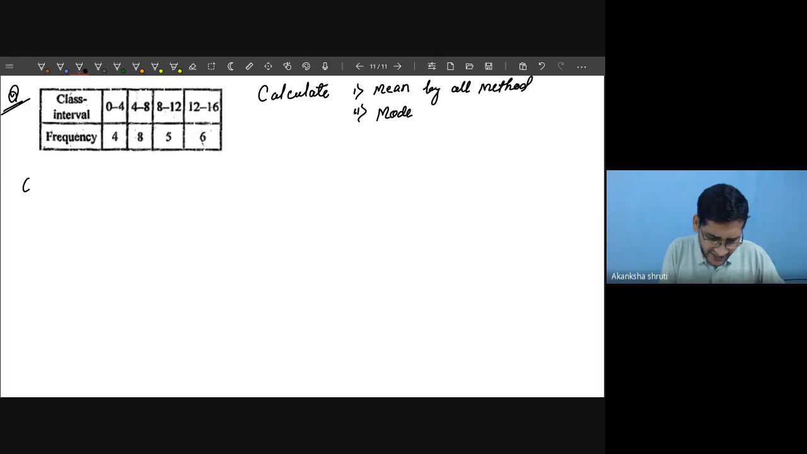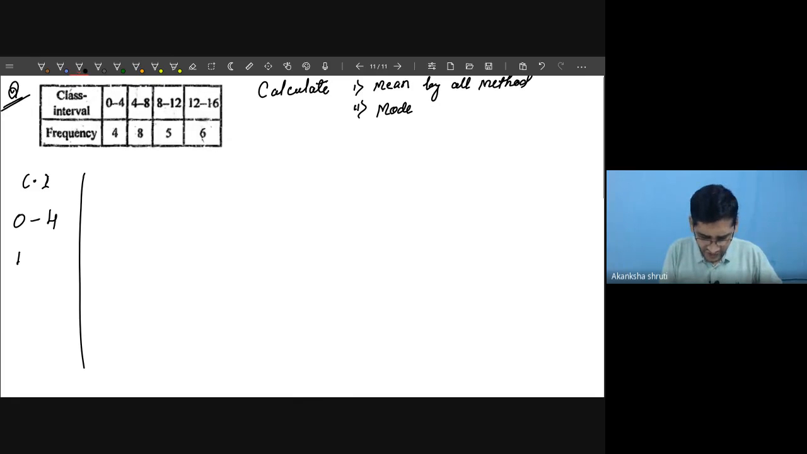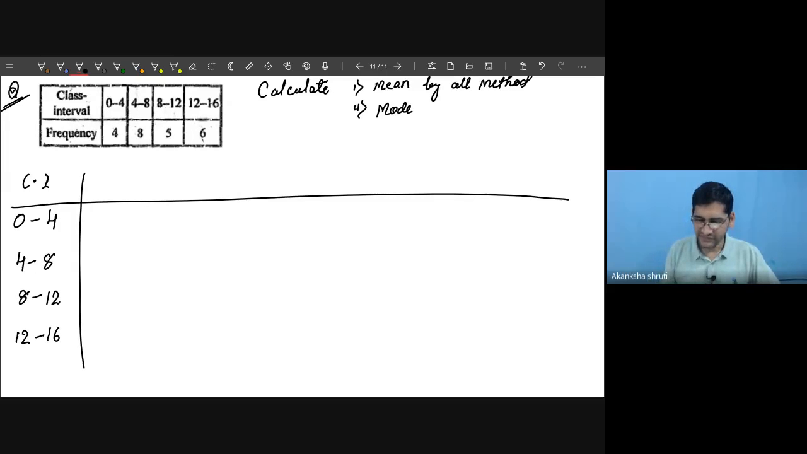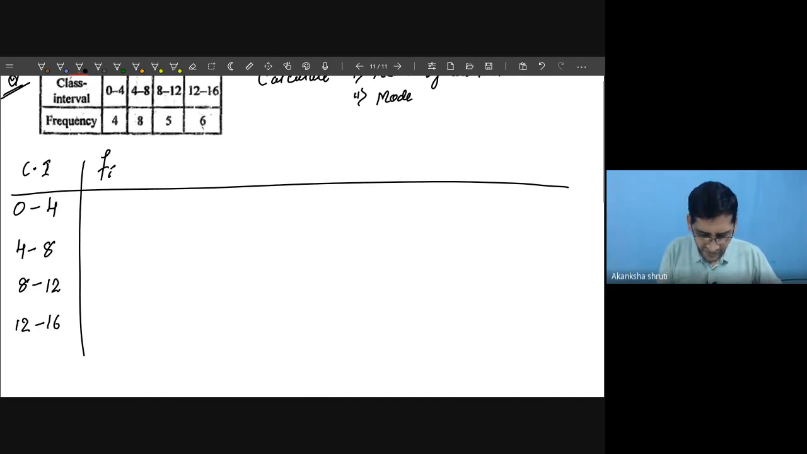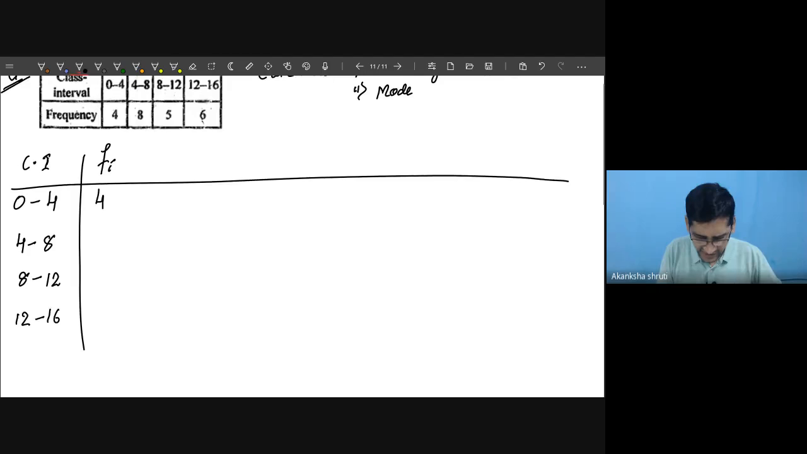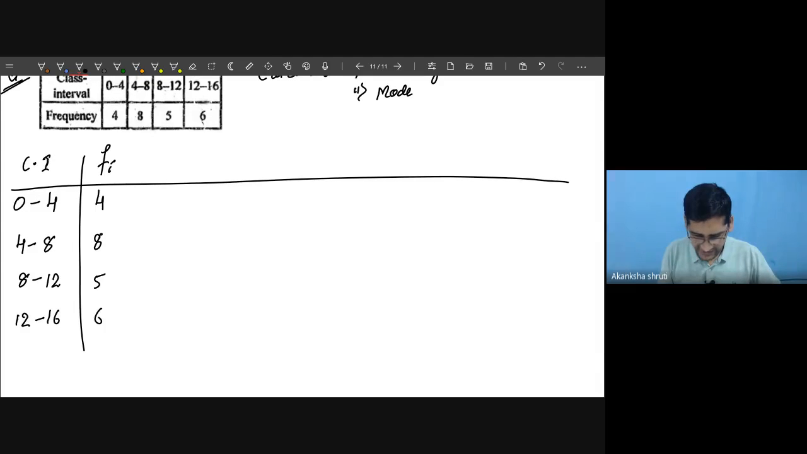Whatever the class interval is given, just rewrite it. It is 0 to 4, then 4 to 8, then 8 to 12, then 12 to 16. It is this one. Then whatever the frequency is given, you need to write it. 4, 8, then 5, then 6.